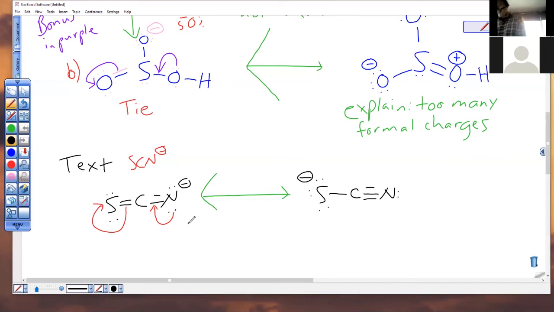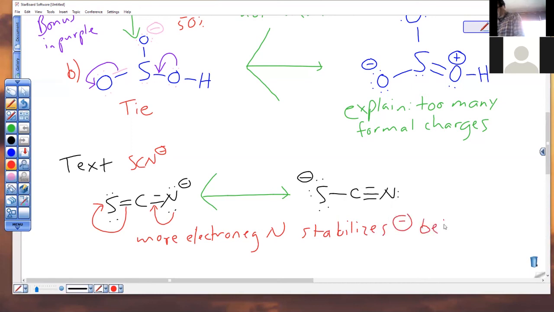So I'll write that down. More electronegative N stabilizes minus better than S.